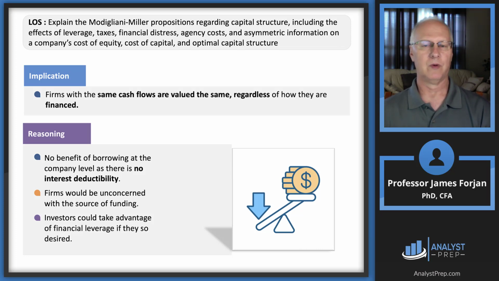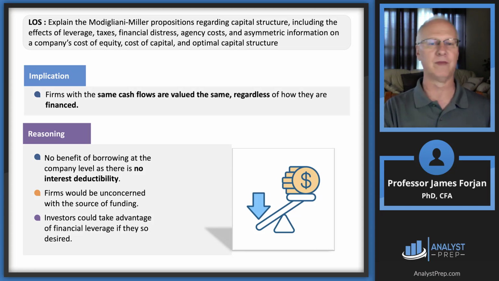Now, of course, we need to ask ourselves the question, why is this true? And if there are no taxes, then there are no subsidies for preferences of debt over equity, or vice versa if the tax code allowed that. So there's no benefit to borrowing because there is no interest deductibility, which means then that the executives and the financial managers, they don't really care.